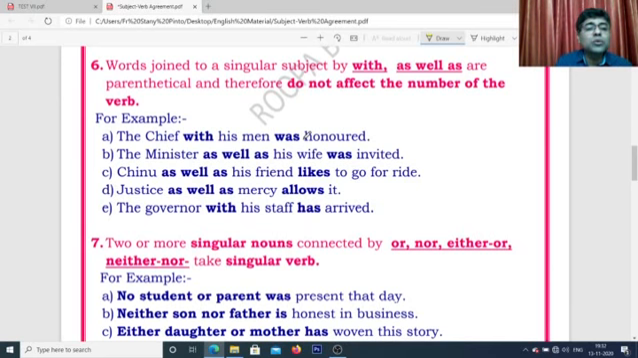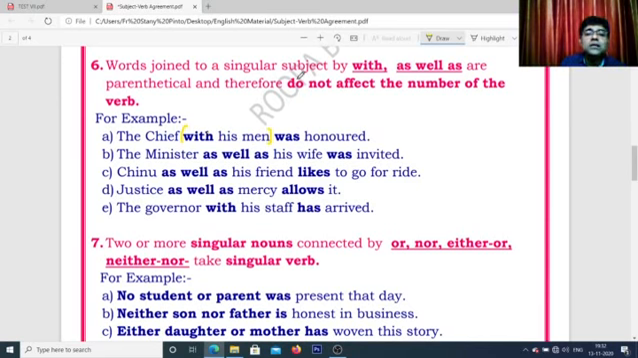Now, parenthesis is a kind of bracket. Let me put a bracket here, like this. Now, read the sentence without those bracketed words. The chief was honored. Meaning to say, you have to leave this out, and the chief is singular. So the subject is also singular. That's what it says here.